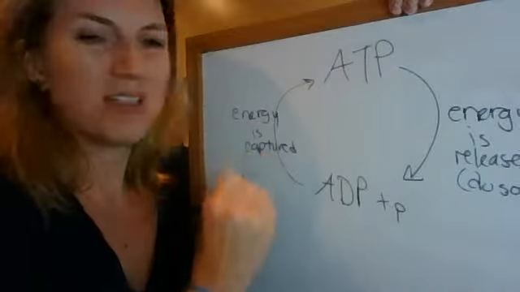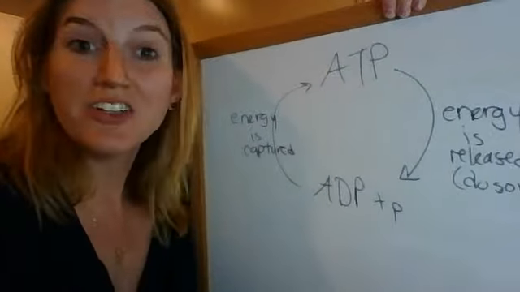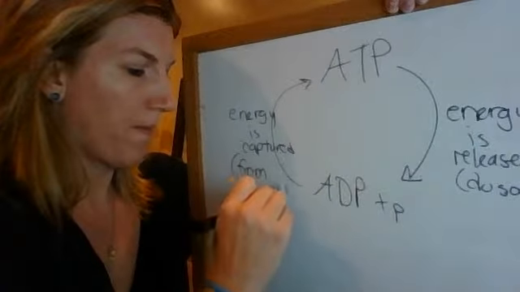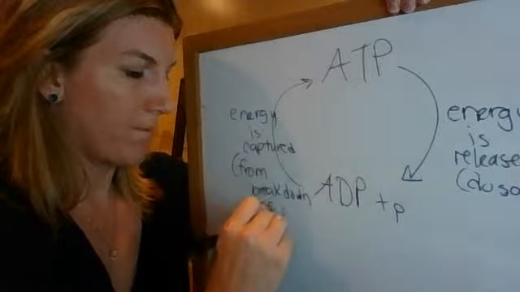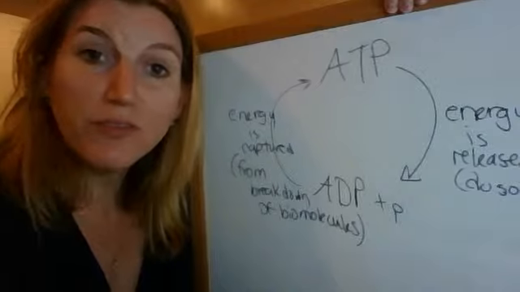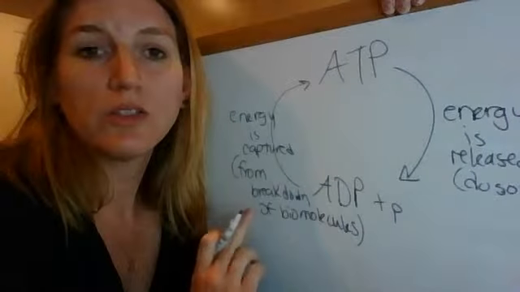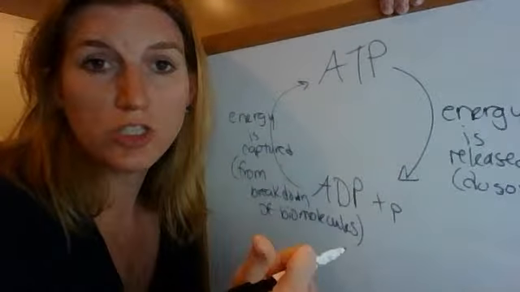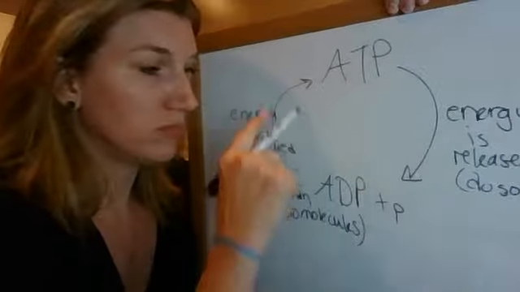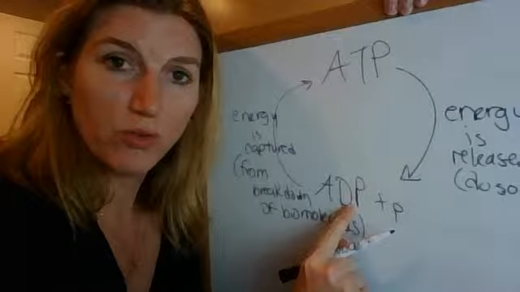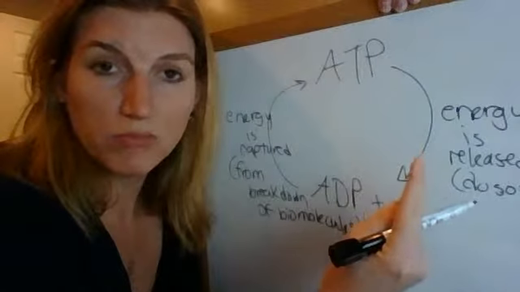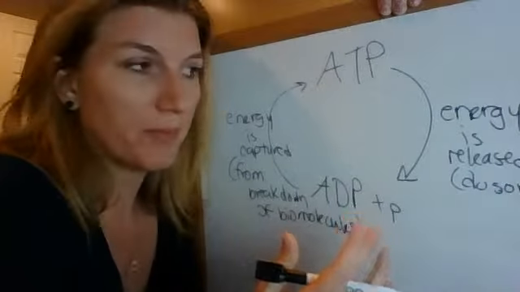And you might say, well, how is energy captured? Energy is captured from the breakdown of biomolecules. In other words, the breakdown of food. The breakdown of those organic nutrients that you put into your bodies. The sugars, the proteins, the lipids, when those are broken down, you're going to take the energy from those foods, put it into ADP to make ATP. That's what this energy cycle is all about.